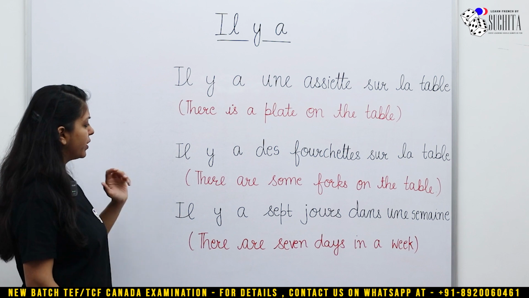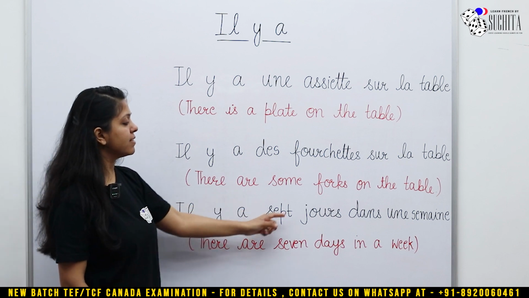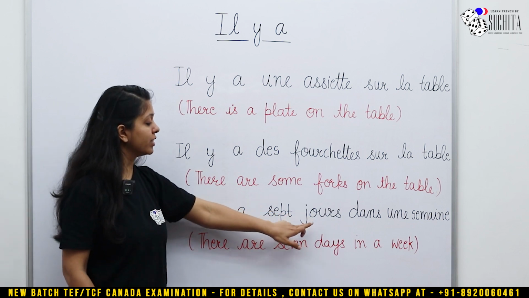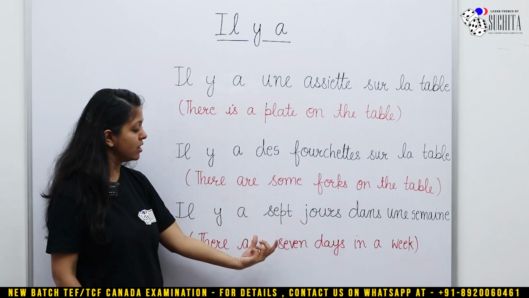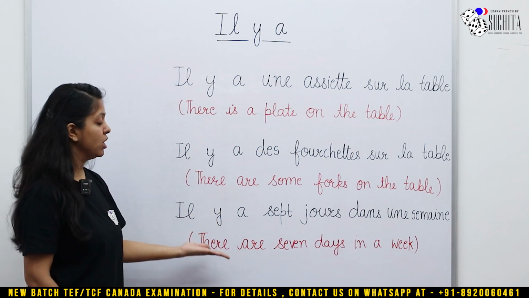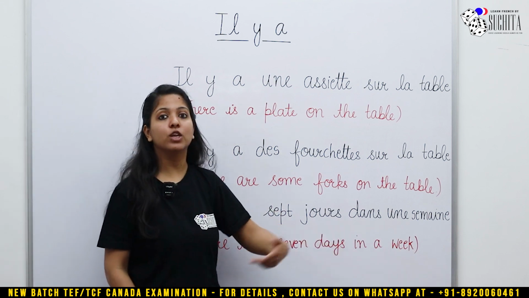Okay, let's look at the third example. Il y a sept jours dans une semaine. Now again, sept jours means 7 days. So that's plural. Of course, il y a in this case would mean there are. So there are 7 days in a week.